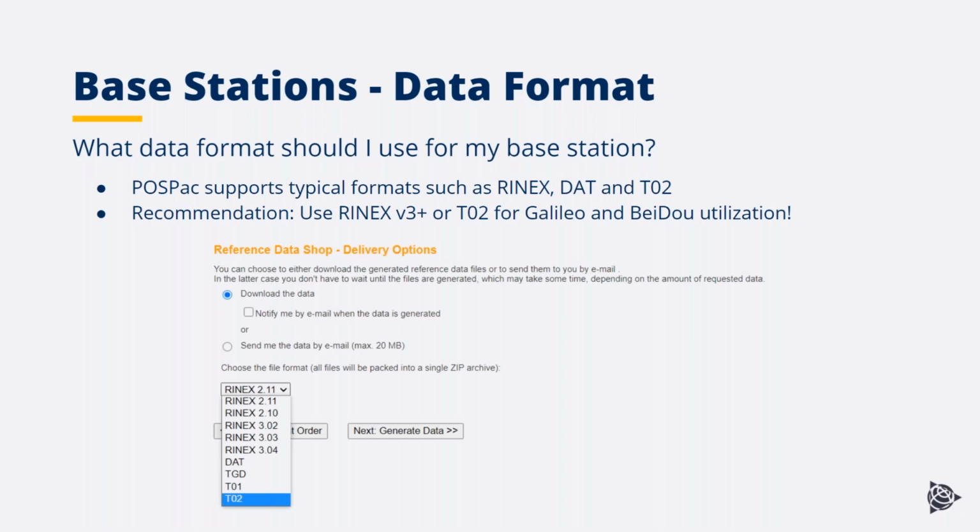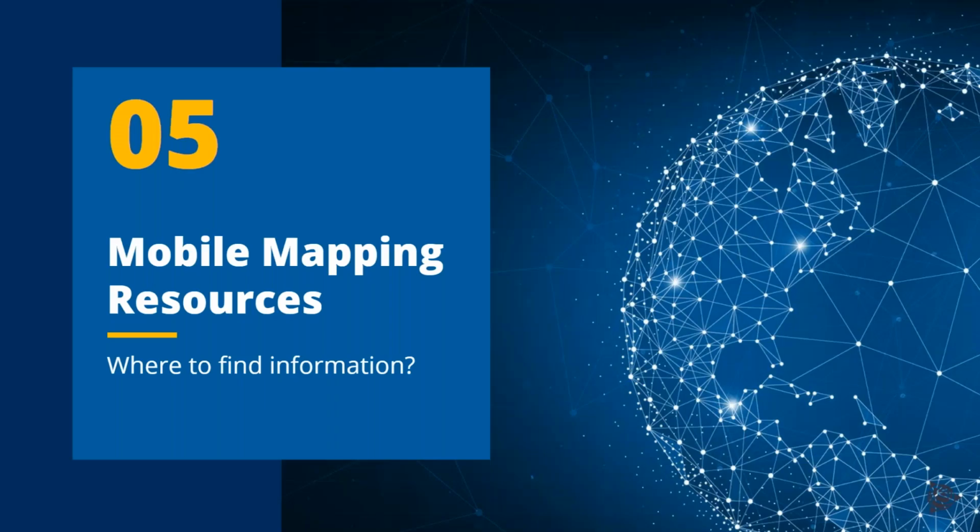Old RINEX versions do not support Galileo and Beidou data. In the Trimble reference data shop, you can choose the options here, and personally, I usually take the TO2 file. All right, that's the end of the content. I will just quickly show a couple of ways to find information from online resources.